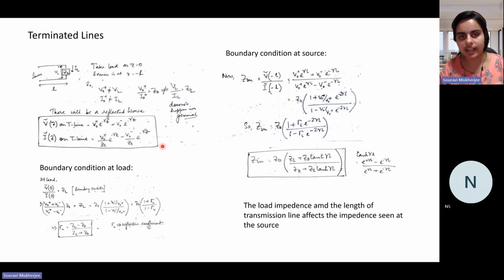transmission lines, and we did not consider what happens when you have some load or some termination at one end. If you have some kind of termination which has a load impedance of ZL, how do we deal with those cases? There we take the load point as Z equal to 0. And if your transmission line or the connection leads has a length of L, then the source will be at Z equal to minus L.